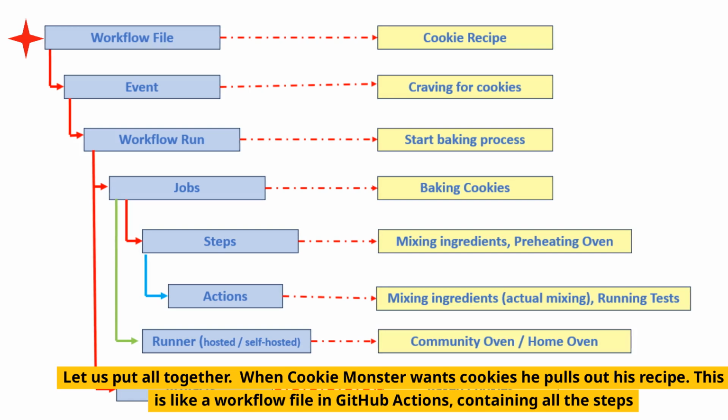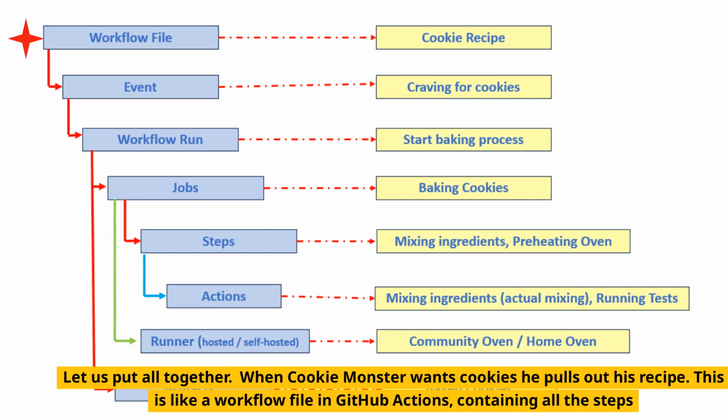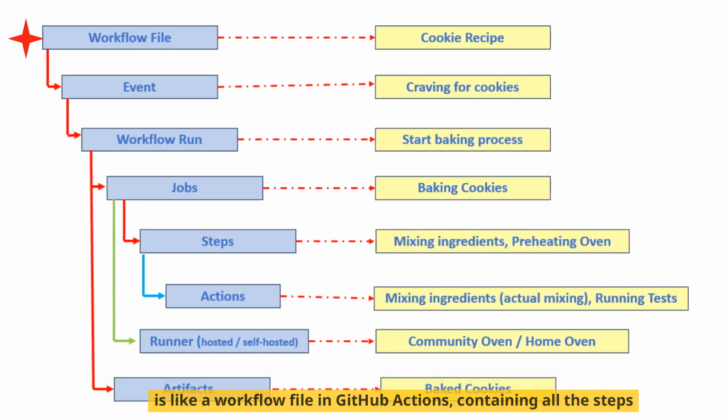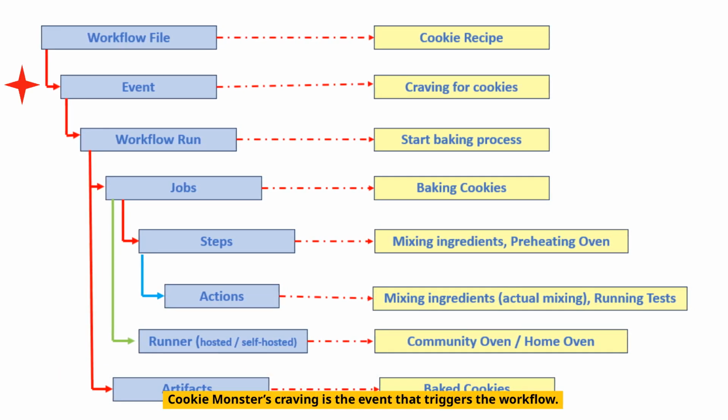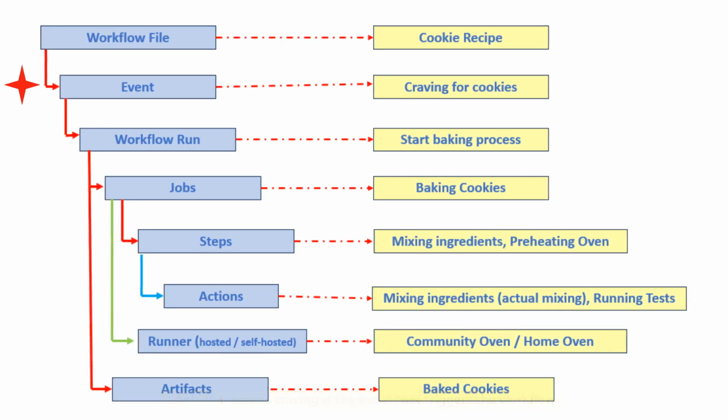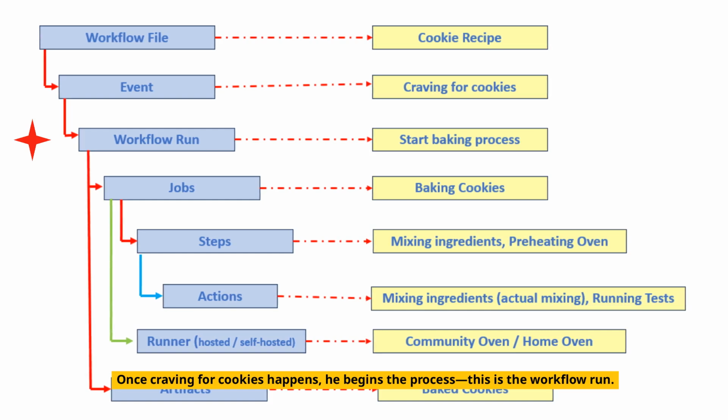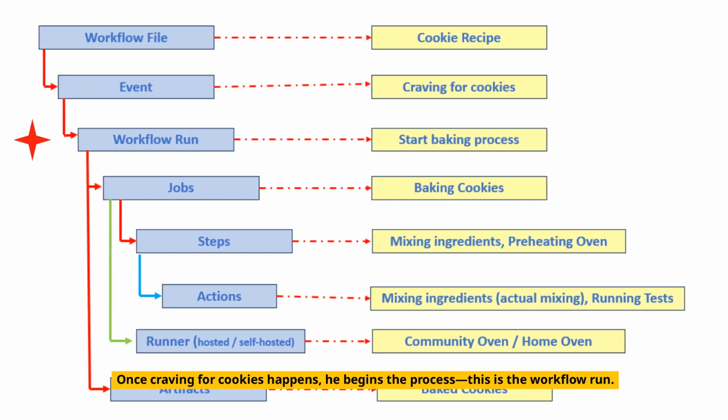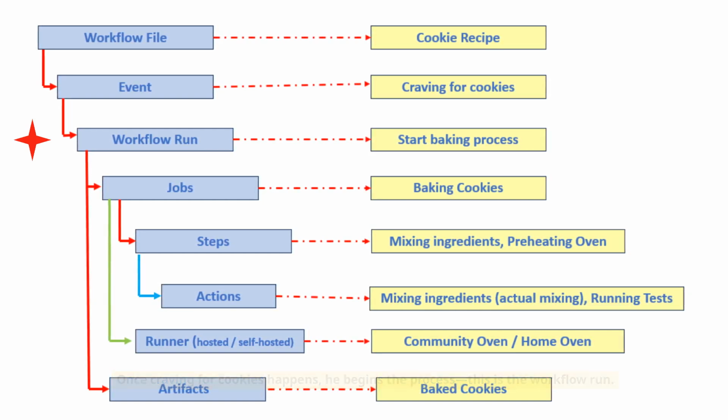Let us put it all together. When Cookie Monster wants cookies, he pulls out his recipe. This is like a workflow file in GitHub Actions, containing all the steps. Cookie Monster's craving is the event that triggers the workflow. Once the craving for cookies happens, he begins the process. This is the workflow run.